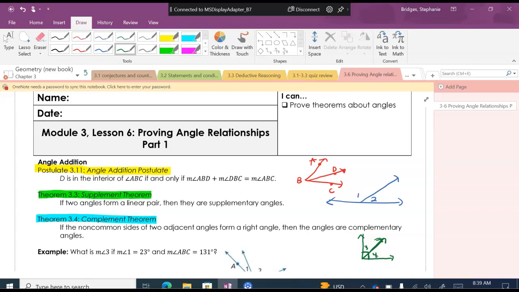Okay, so different scenarios. You can have two small angles. You can add them and set them equal to the bigger angle. You can have a linear pair, which is two angles that make a straight line, so they would be 180 degrees, which is supplementary. Or you have two adjacent angles that form a right angle, which means those two angles are complementary, so they would add up to be 90. And we're just going to use all of that today to find x and to find some missing angle measures. Is everybody okay? Sure, okay.